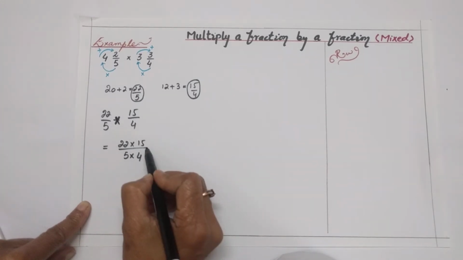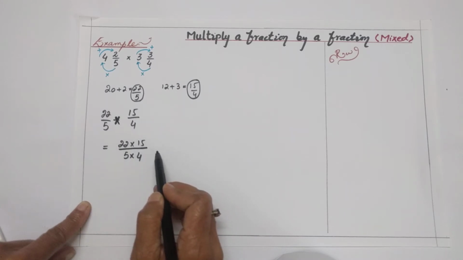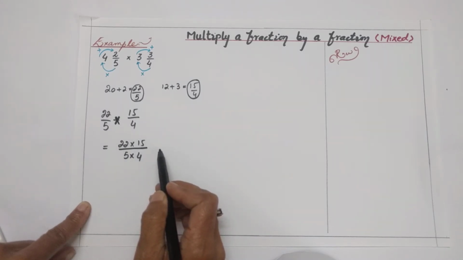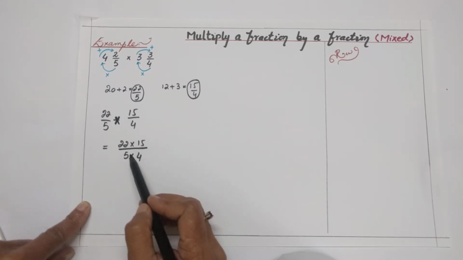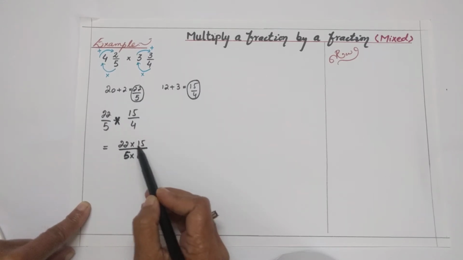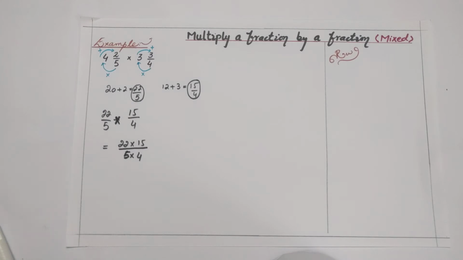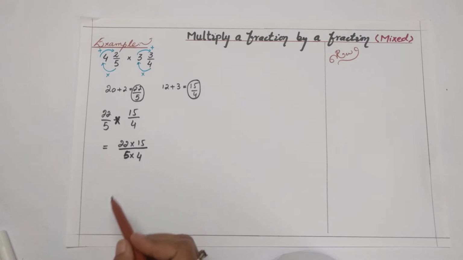As I told you in the previous lecture, you can directly multiply and then convert the fraction into the lowest form. The second method I told you is to find the common factors of the numerators and denominators directly over here. It's up to you which one will be easy for you. Here I am using the second method, finding the common factors of the numerators and denominators.